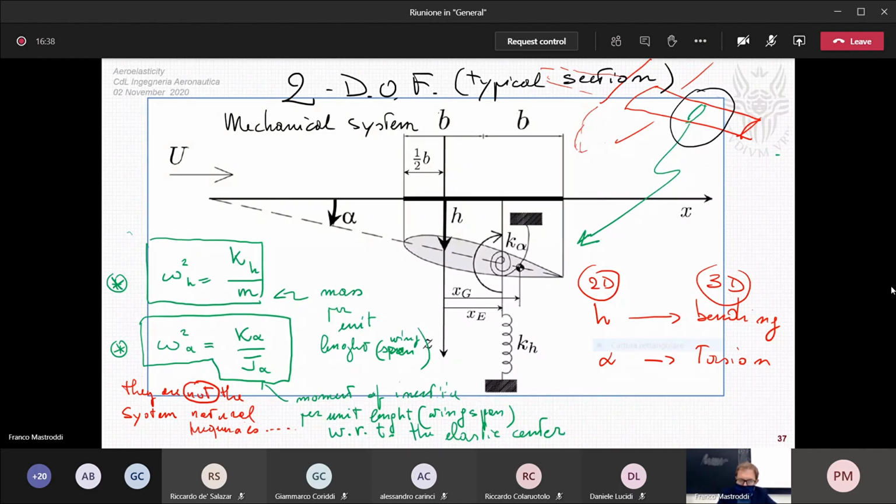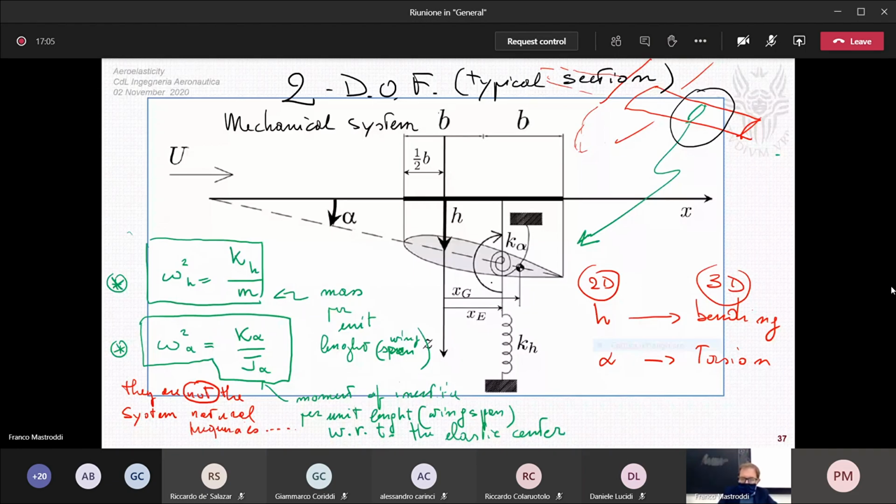This point was qualified as the elastic center because, in a similar way as in an actual wing, if you apply a static force here, the effect of this force is just a vertical translation, not rotation. Okay? Very simple.